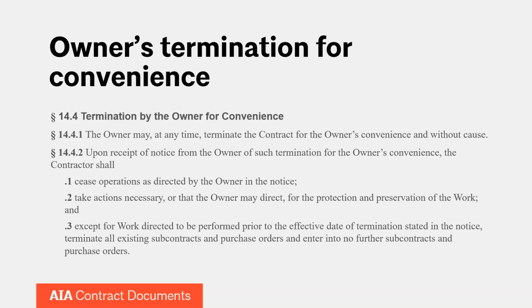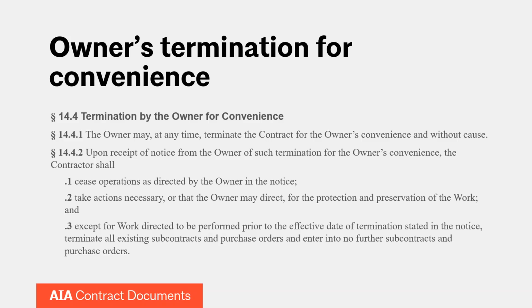14.4.1 is where we find that termination right. The owner may at any time terminate the contract for the owner's convenience and without cause. Again, just as broad as the owner's right for suspension. Now, when the owner does provide notice, the contractor's got to do three things, and you're going to find those in 14.4.2. The first thing that the contractor needs to do is cease operations as directed by the owner in the notice. If it is a notice to terminate a part of the project, then stop operations on that part. If they're going to terminate the entire project, stop operations in accordance with that notice entirely.